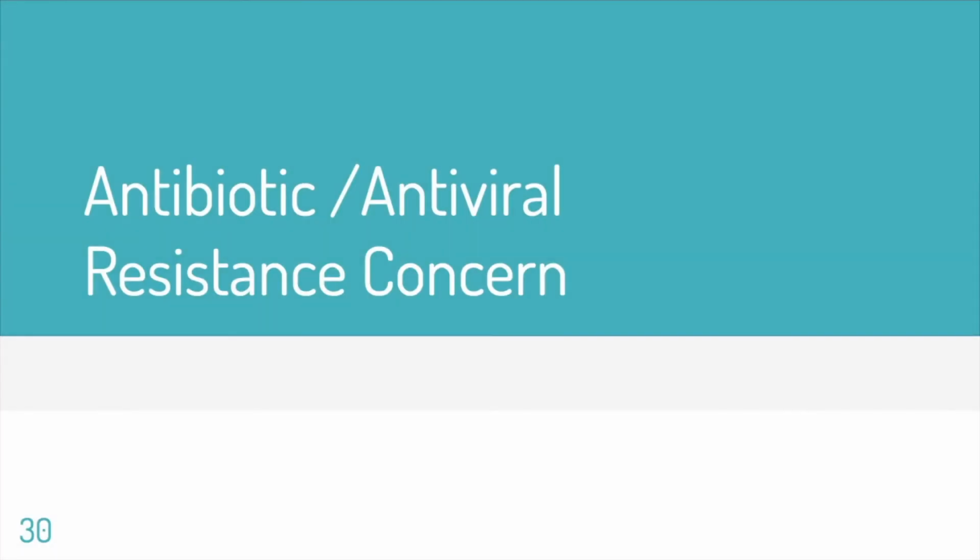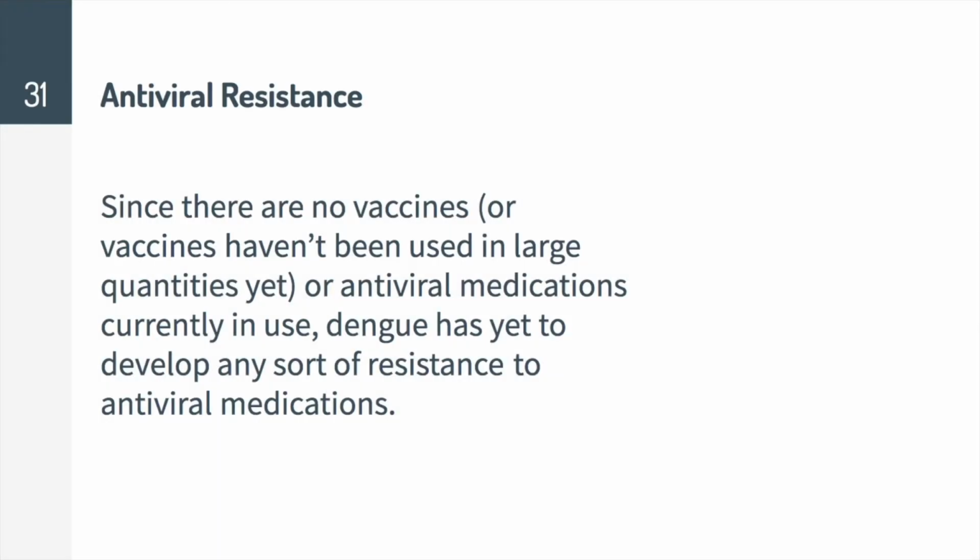So now we're going to talk a little bit about antibiotic and, in this case, antiviral resistance. Since vaccines really haven't been used much yet, and there aren't really any antiviral medications currently in use for dengue fever, dengue has yet to develop any sort of resistance to antiviral medications, or at least we don't have any reported cases of antiviral resistance in any nation. But obviously this can change over time since Dengvaxia is such a new vaccine, so hopefully dengue doesn't become resistant, but we don't know yet.